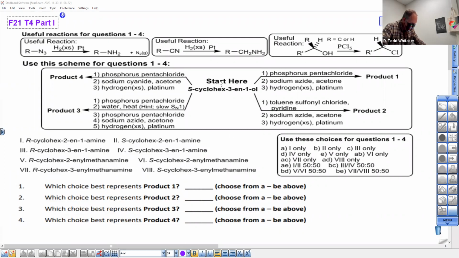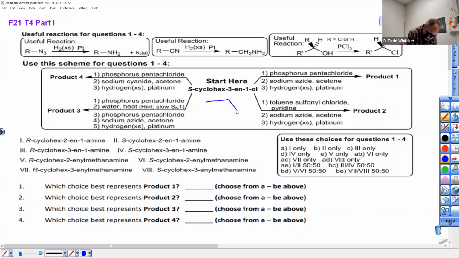Okay, so question 1. We're going to start here and go to product 1. Okay, good. We better draw this thing. S, cyclohex-3-en-1-ol. Alcohols have the highest priority in this course. Alcohol on 1. Nothing else on 1, I don't think. That's going to be S to start with, and 3-ene, 1, 2, 3. There's your double bond.